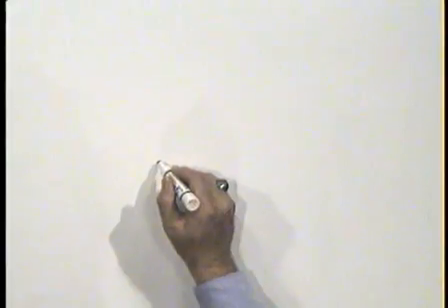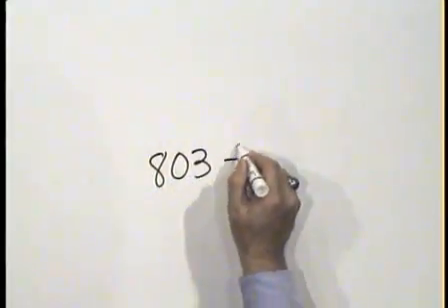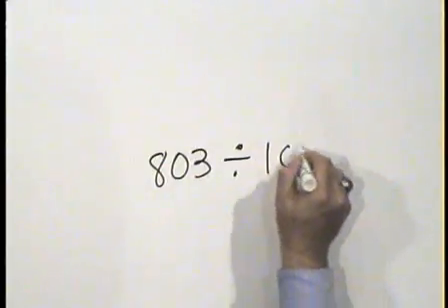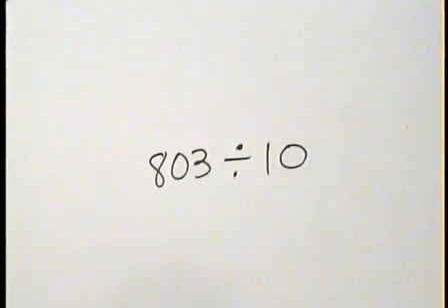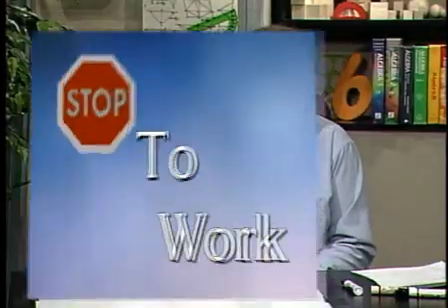How about, let's see, 803 divided by 10? And again, it may seem a little more complex. It really isn't. I want you to stop the tape. Again, using multiplication, since division is the opposite of multiplication, I want you to work this problem and then turn the tape back on when you're done.